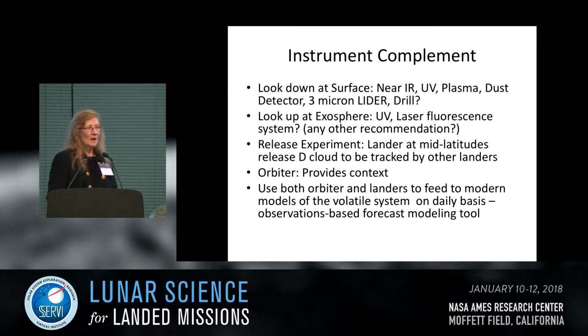So what would these volatile landers have? Well, you would want UV, infrared. You would want to measure the plasma and dust. You might want to drill at one or two areas. You might want a release experiment. Release some volatiles and measure where they go. And you can use orbiters, an orbiter with the landers, to feed modern models of volatile transport.